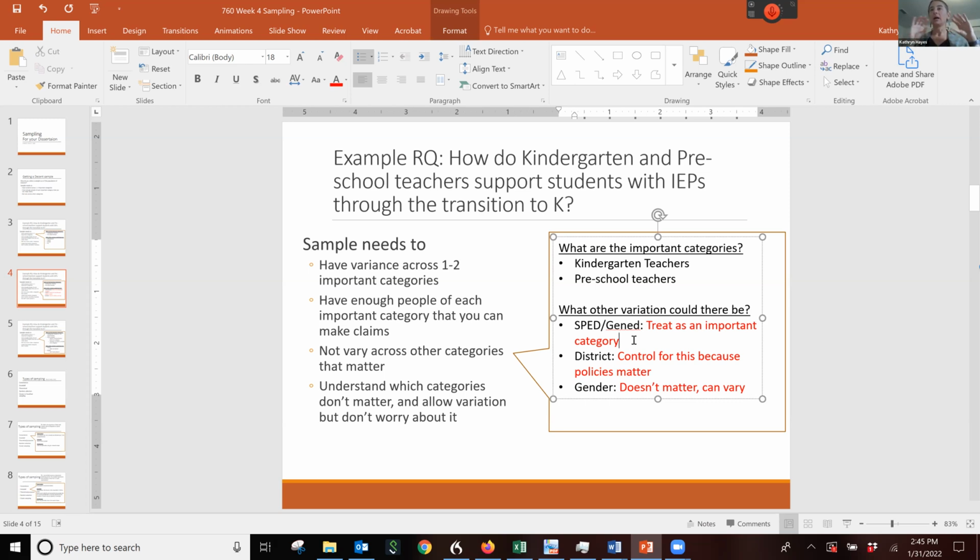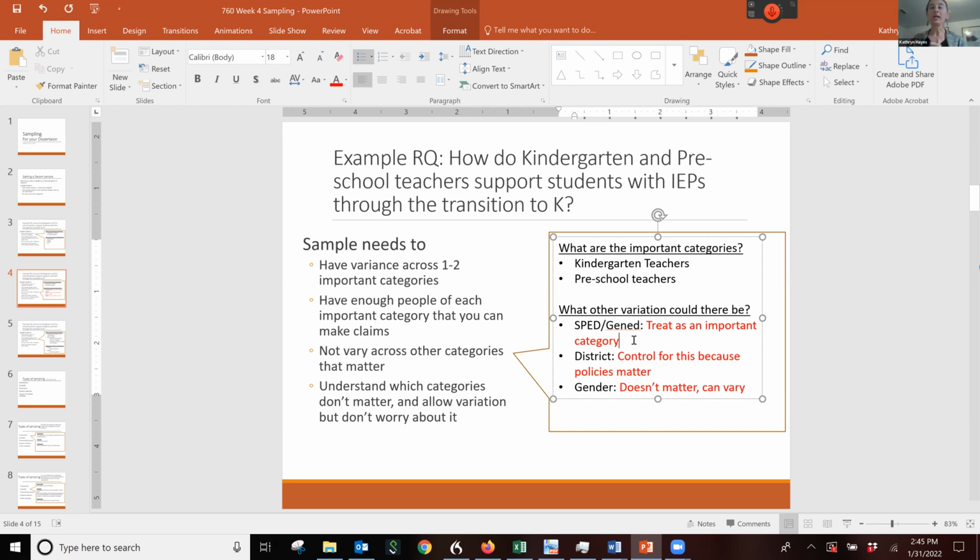I'd be saying, I want to have kindergarten and preschool, and I just don't want it to vary in any other parameters. Or I could say, I need kindergarten and preschool teachers that are both special education and general education teachers, in which case I need to make sure I have enough kindergarten special ed and kindergarten general ed, and enough preschool special ed and preschool general ed.